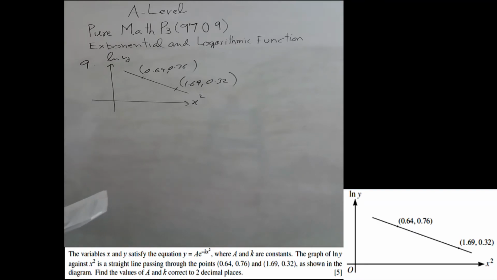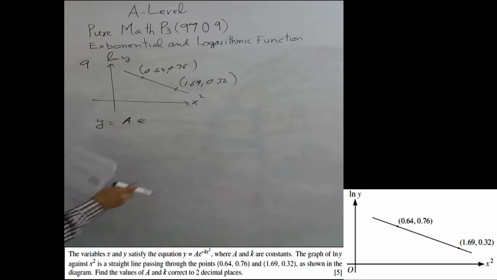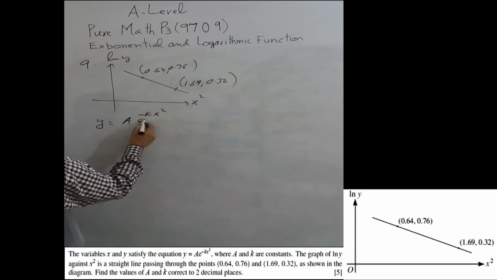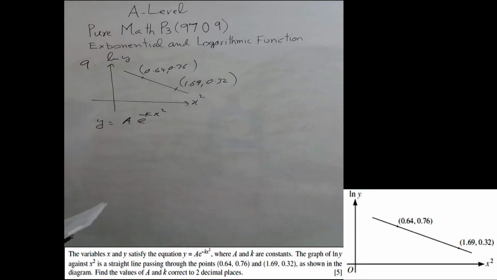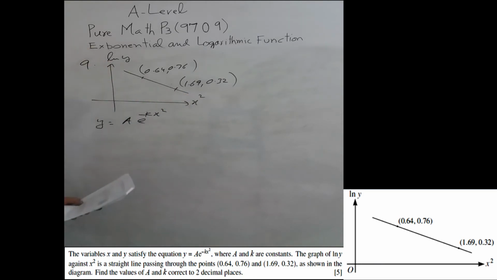Okay, read the question. This is the next question. Again, variables x and y satisfy y equal to a e raised to the power minus k x square. Now, this is the given non-linear relationship. A and k are constants. Graph of ln y against x square, so you have x square axis, ln y axis, is a straight line passing through the points given. These are the points on this straight line as shown in the diagram. Find the values of a and k to 2 decimal places.